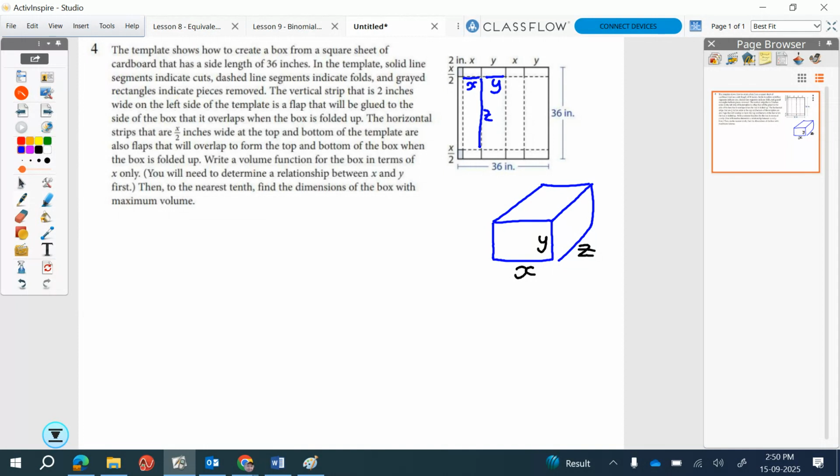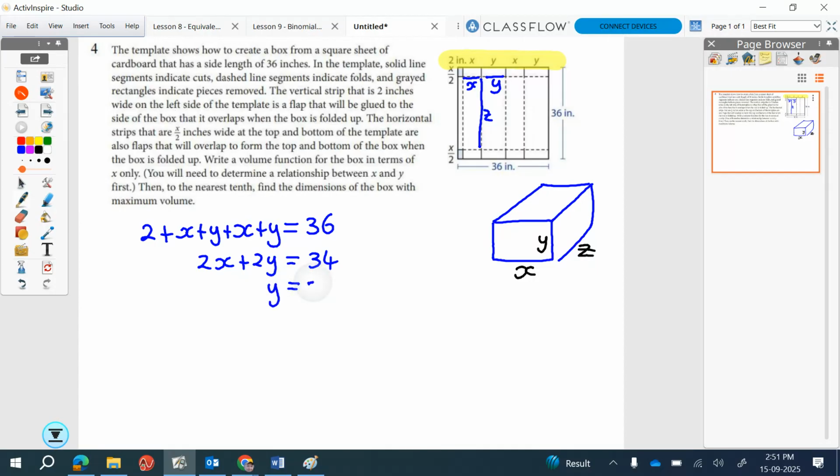Firstly, we've got a constraint equation which we can see here across the top. These lengths here, which is 2 plus x plus y plus x plus y, all have to add up to 36. That gives us that 2x plus 2y is going to equal 34, which means that y is going to equal 17 minus x. So this we can use as a constraint equation given by those dimensions there.